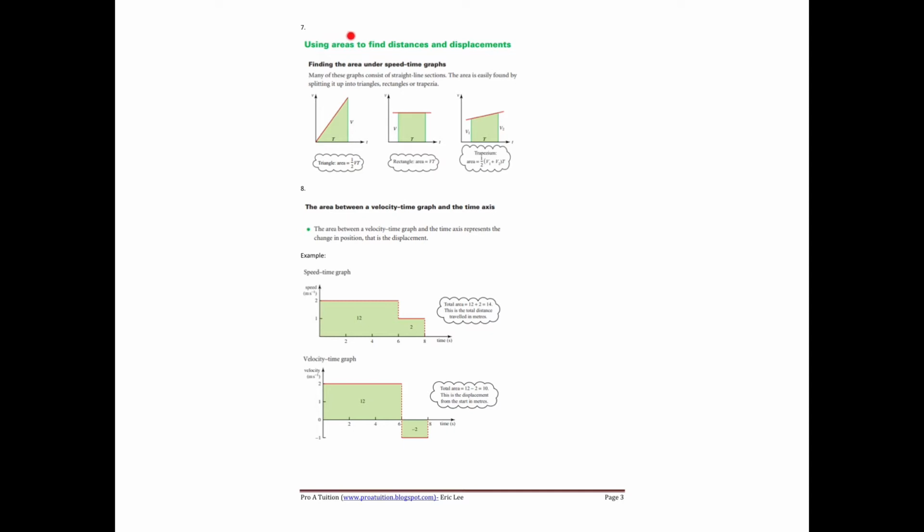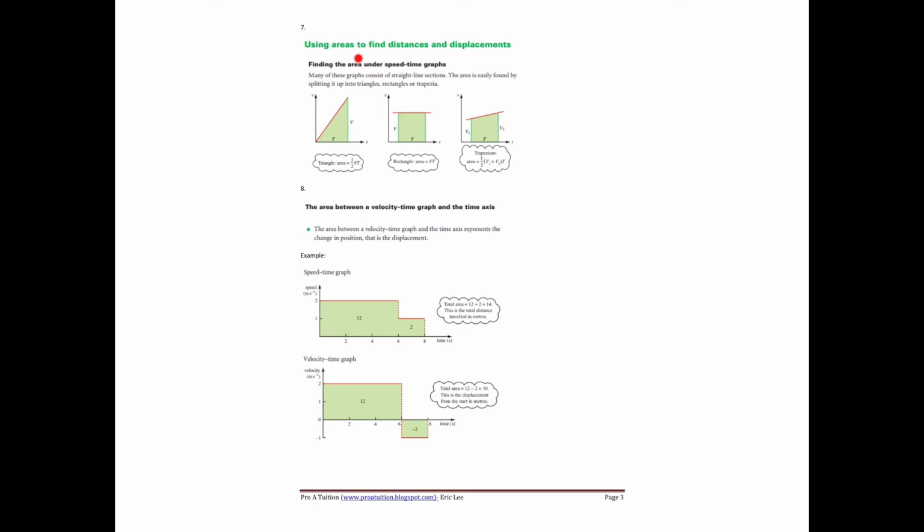Okay, so number 7 here. Using areas to find distances and displacements. We use the area for speed time graphs, not for distance time graphs. For distance time graph, basically we find the gradient only. But for speed time graph, the gradient means acceleration. And of course, the area is the distance of the objects.